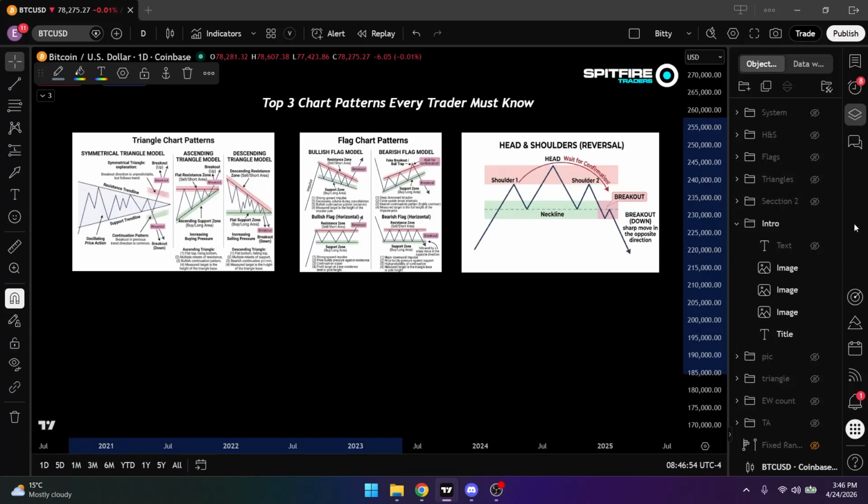Hello everyone, welcome back. Have you ever noticed how the market seems to repeat the same shapes over and over again? Triangles, flags, head and shoulders? These aren't random. They are patterns that reflect what traders are doing.